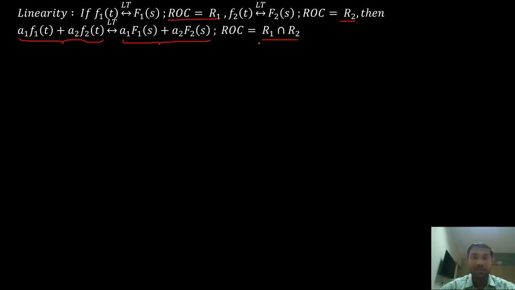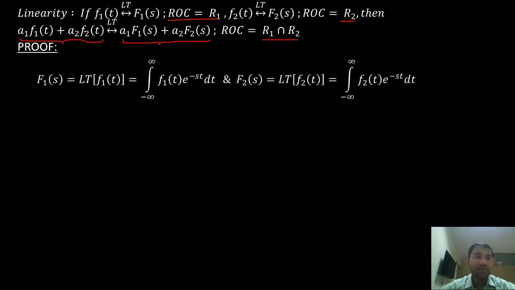ROCs. That will be my ROC of the linear combination of two segments. So this we have to prove. The proof is very similar to what we have done in the Fourier transforms, right?